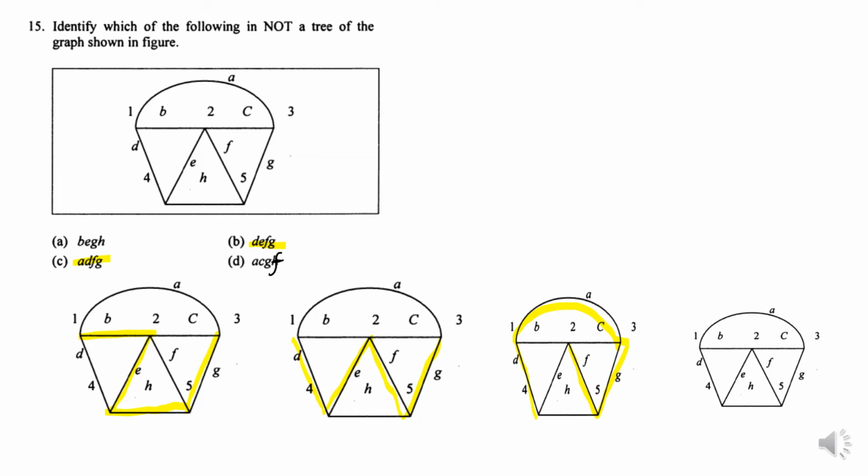Then A, C, G, F. Here see, this is a closed path. Formation of a closed path. This is not a tree. Option D is the correct answer.